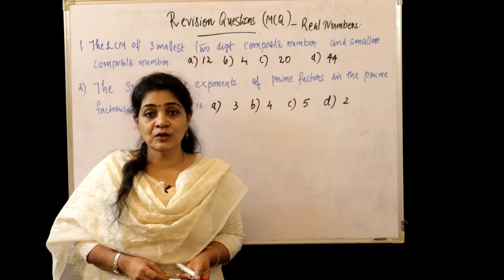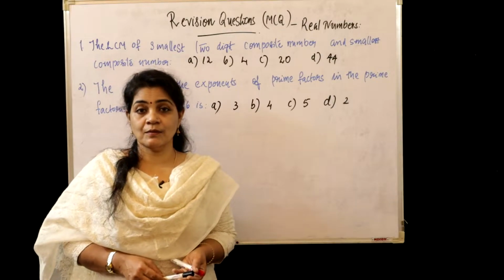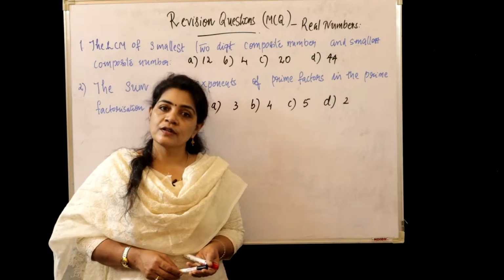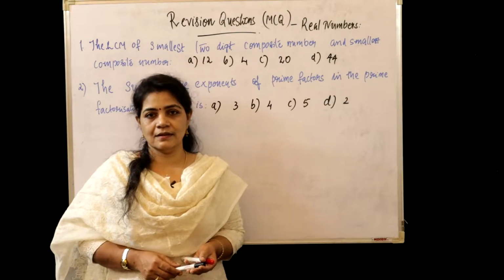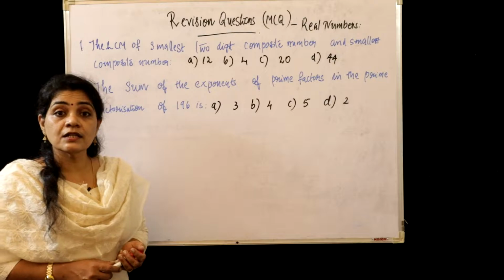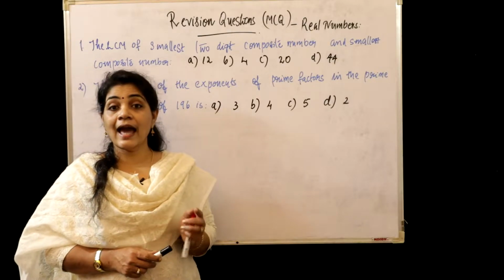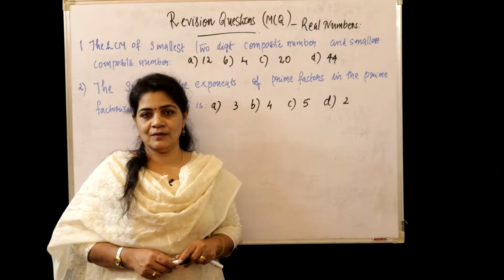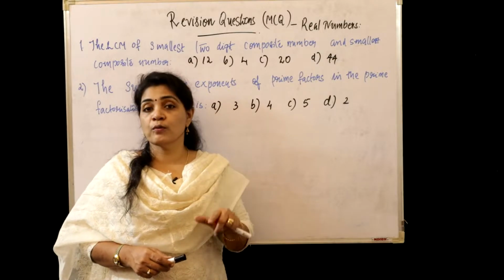In this video, we are going to discuss the MCQ questions, multiple choice questions from the first lesson, that is Real Numbers. Let us move to the first question. The LCM of the smallest two-digit composite number and the smallest composite number. Okay, the question is in terms of composite numbers.